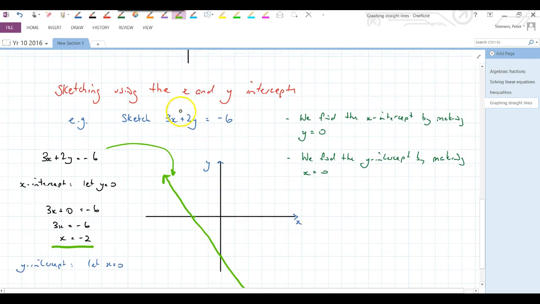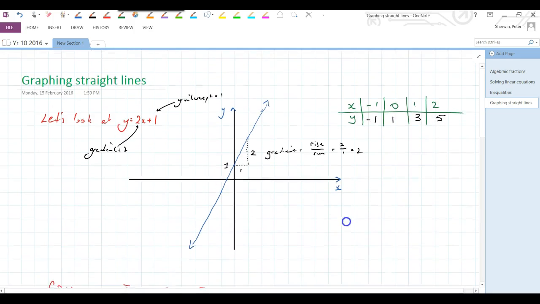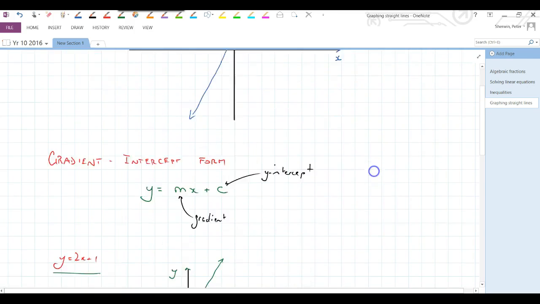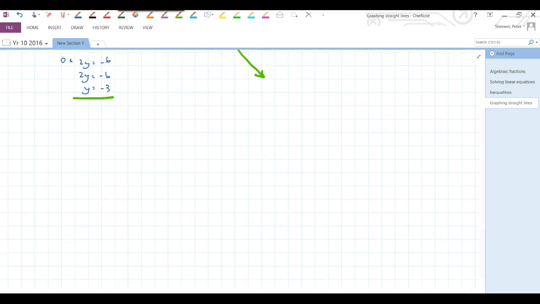Now when the equation is in this format, it's a really good idea to use the x and y-intercept method. When the equation you're given is in this format, that's gradient intercept form. So it's probably a good idea in this case to use what we know about the y-intercept and the gradient to draw your line.